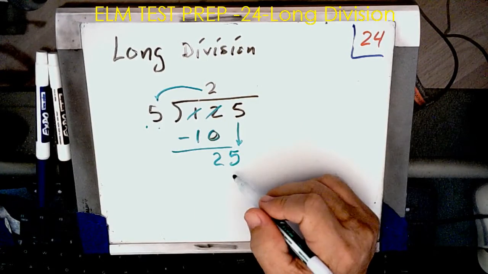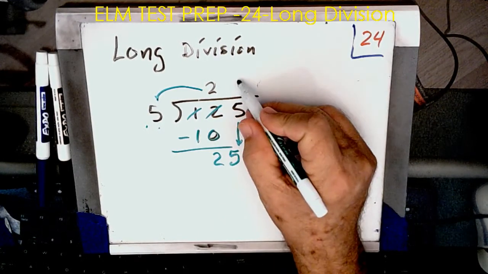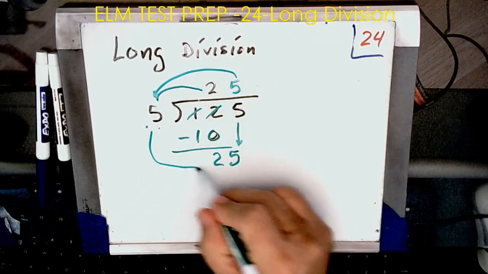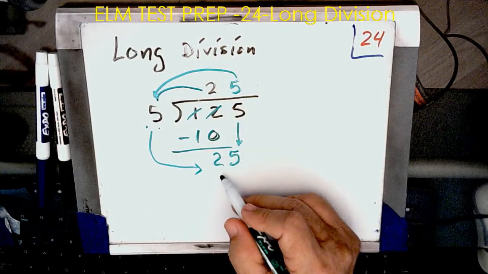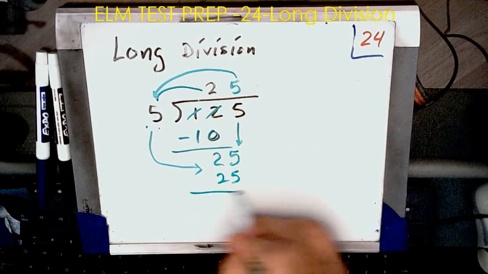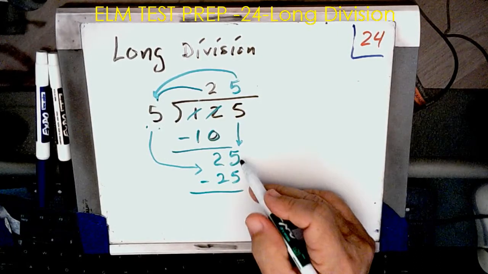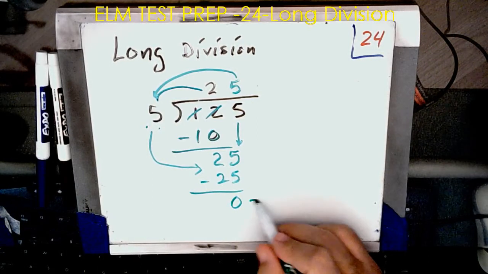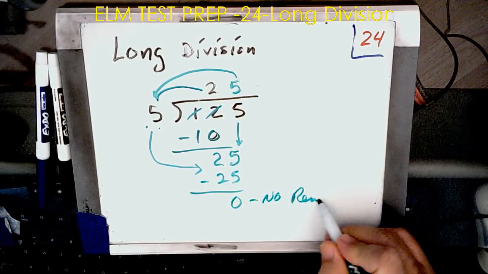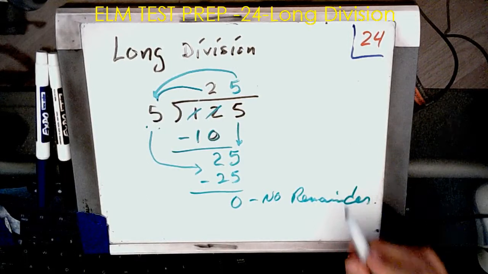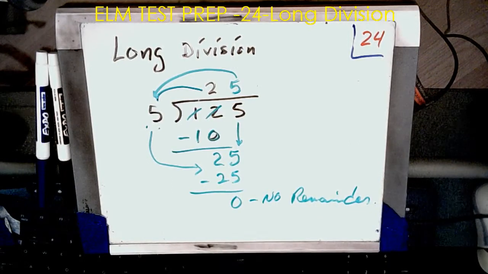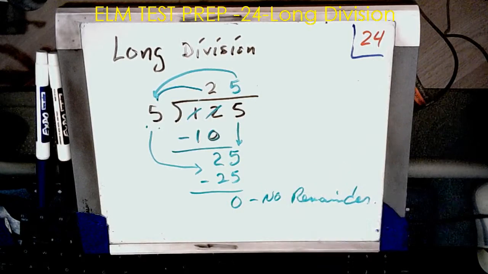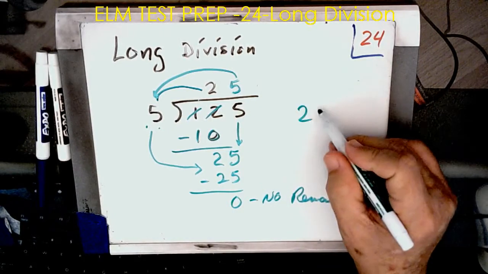5 into 25, I'm pretty sure it goes 5 times, so I put an estimate up here of 5, and then I multiply that times 5, and the result of that I will put down here at 25. I will then change the sign and add these two, and 25 minus 25 results in 0, so I have no remainder. If I have no remainder, 5 divided evenly into 125 25 times, so my answer is 25.